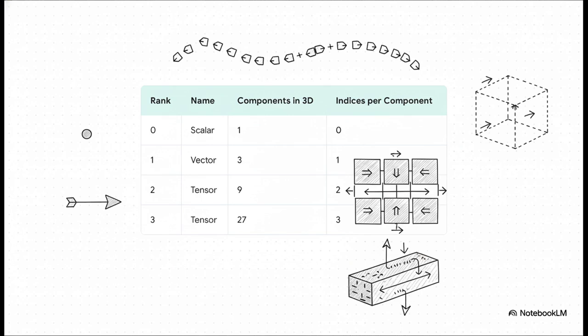Why would you need that? Well, think about describing the stress in a material. You need to know the direction of the force, sure, but you also need to know the direction of the surface it's pushing on. That's 2 directions, 2 indices. That's a rank 2 tensor. And yeah, you can have rank 3, rank 4. It's all the same idea, just with more indices.